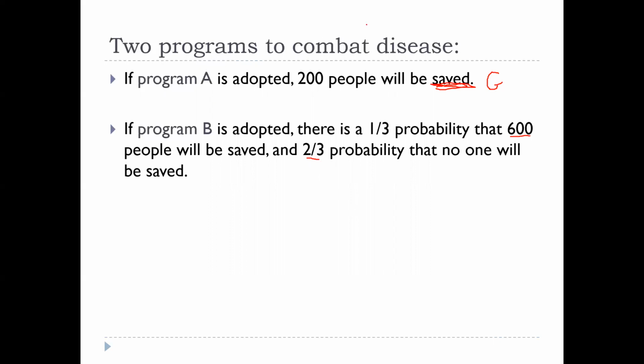So we're in a domain of gains, and so our expectation should be that we're more likely to take the risk-averse option, the option with more certainty, and that's exactly what happens.